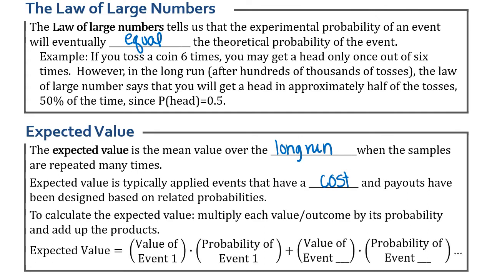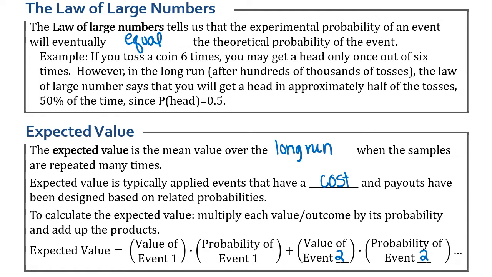So for example, for expected value, you find the value of event 1, so maybe it costs $1 to buy a lottery ticket, times the probability of that. So the probability of winning, that would be 1 out of a million, plus the value of event 2 times the probability of that event happening. And you add all of those up for every event, and that ends up giving you that expected value.